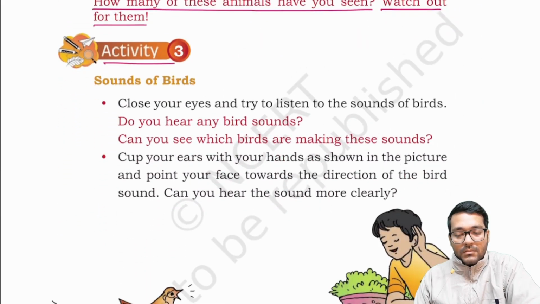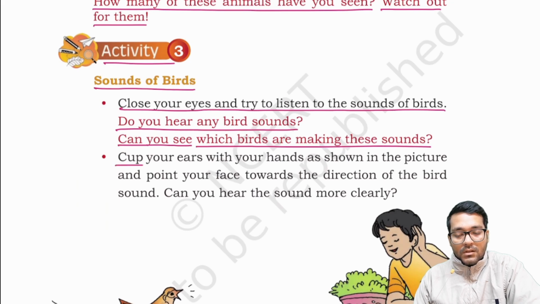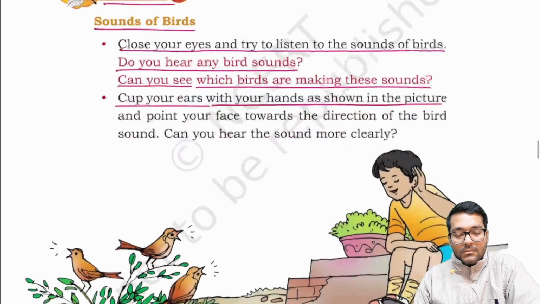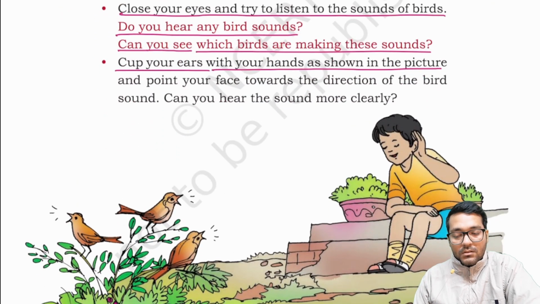Activity 3. Sounds of birds. Close your eyes and try to listen to the sounds of birds. Do you hear any bird sounds? Cup your ears with your hands as shown in the picture, and point your face towards the direction of the bird sound. Can you hear the sound more clearly?